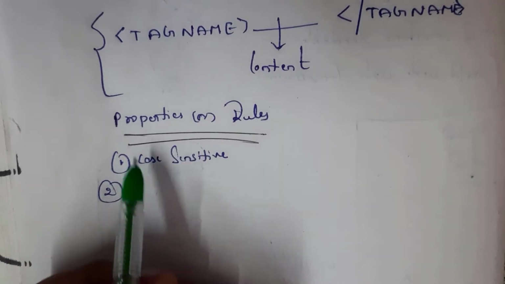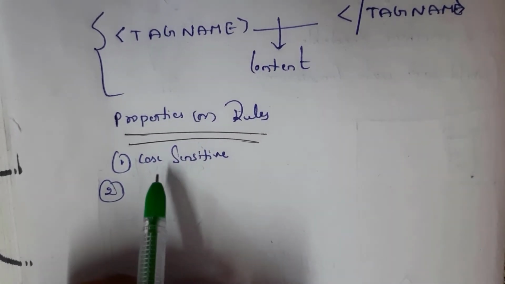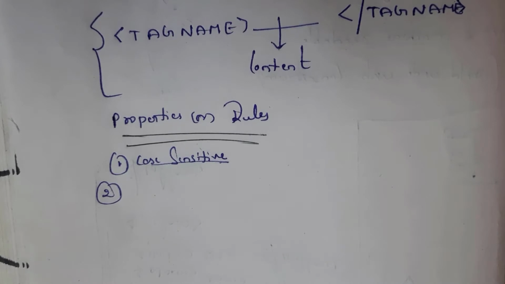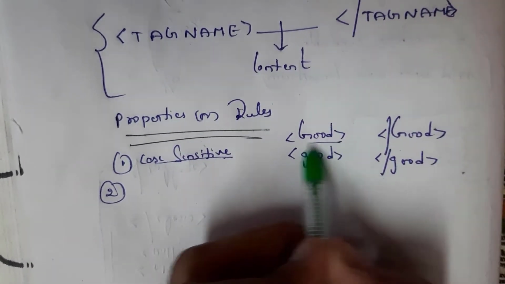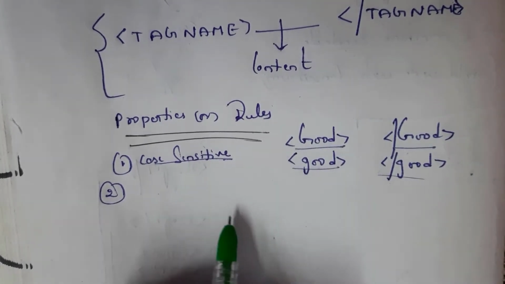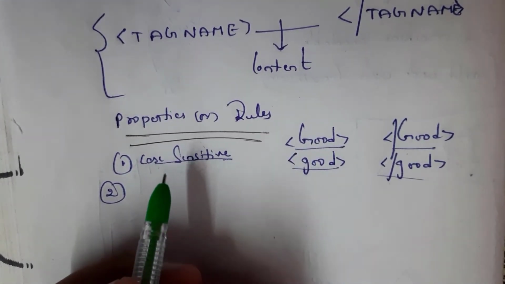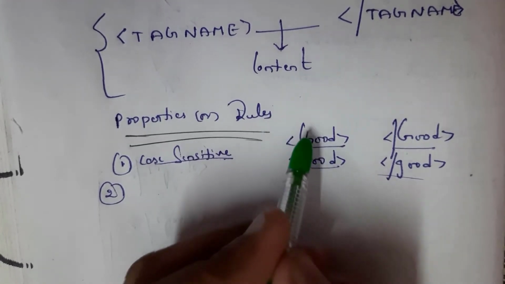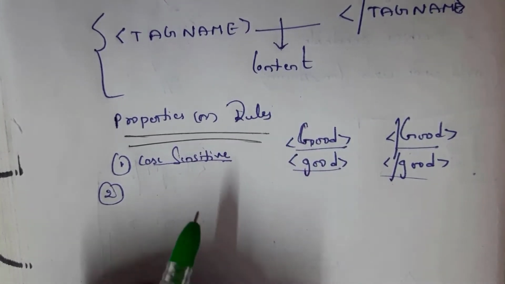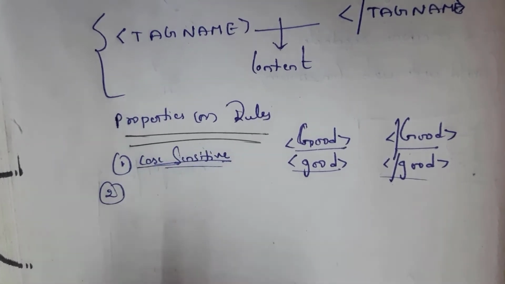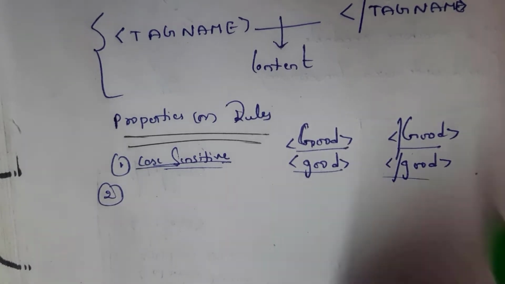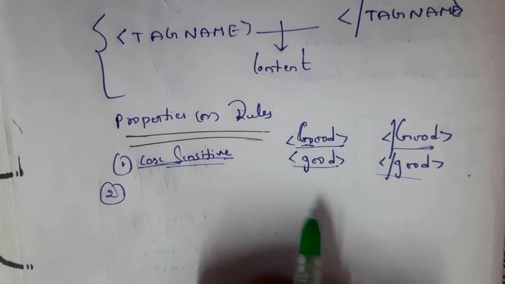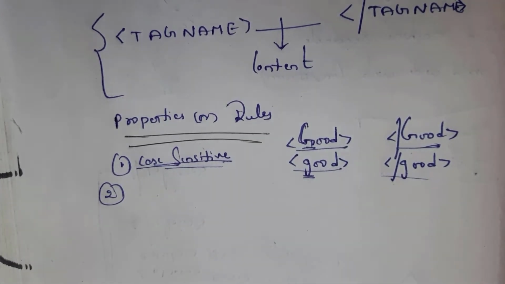The first rule is XML is case sensitive. Case sensitive means these both tags are not the same, they are different. XML treats capital letters and small letters differently. An XML document which treats uppercase and lowercase letters differently is known as case sensitive. These both are different because it is a capital letter and it is a small letter.